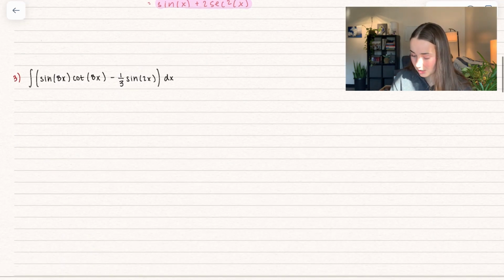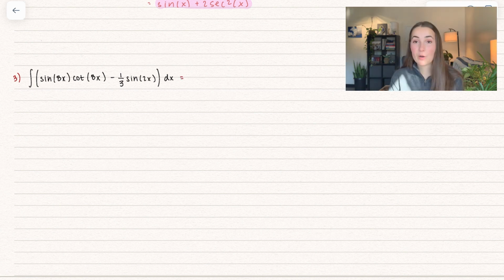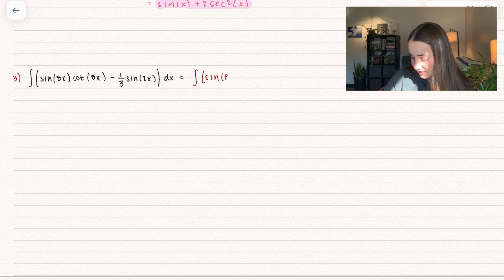This one's a bit more tricky. We have 8x and 2x in there, not just a normal x. Let's go ahead and rewrite everything. So first, that sine of 8x totally stays the same, but now we're going to multiply by cosine of 8x divided by sine of 8x. Hopefully you guys are picking up on a pattern here.